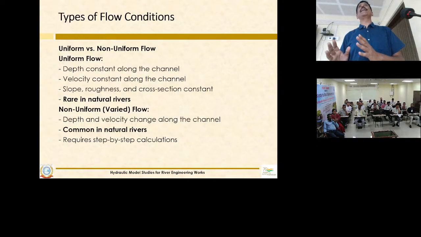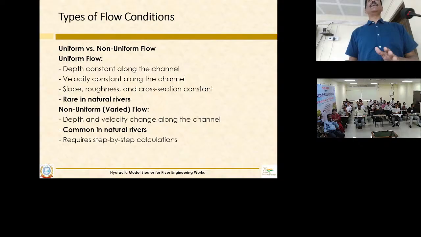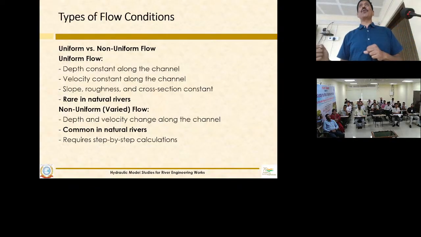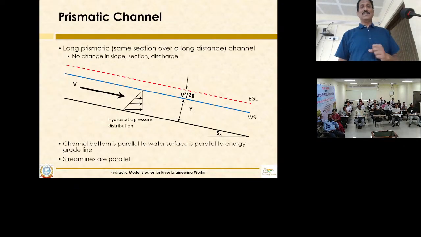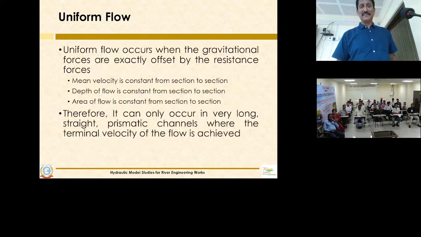HEC-RAS cannot model very rapidly varying flow. If you are dealing with hydraulic jumps or some energy dissipator, this is not a tool to be used. It can model to some extent because we are using the momentum equation, but it is not basically meant for that. HEC-RAS is meant for gradually varied flow. This is the prismatic channel where the depth is constant, so the slope is parallel to the water surface and the water surface is parallel to the energy grade line. These are the general assumptions we make while deriving the simplified equations.